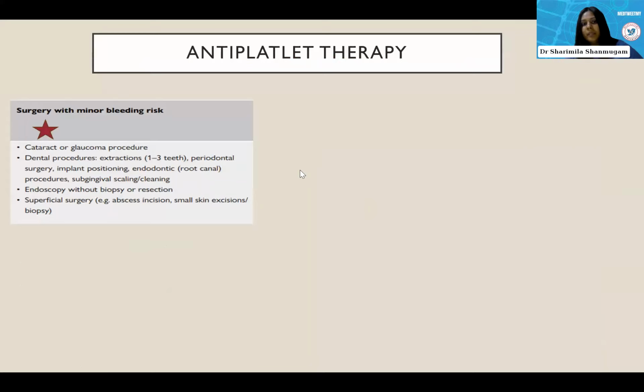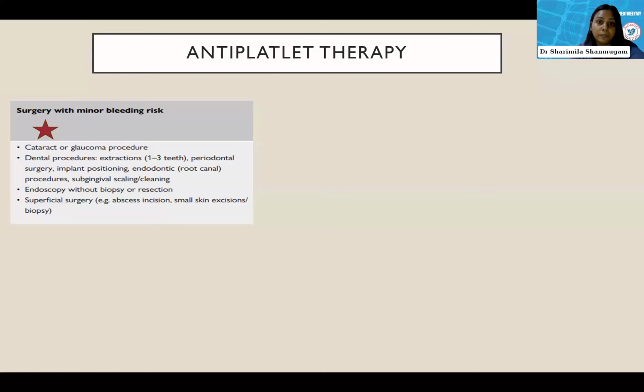So he's on dual antiplatelet therapy, a good 6 months for our drug-eluting stents. We have the second generation drug-eluting stents that previously required long-term antiplatelet therapy for 1 year. But now we have drug-eluting stents where you can use antiplatelet therapy for 1 month, 3 months, 6 months. So we can actually choose.